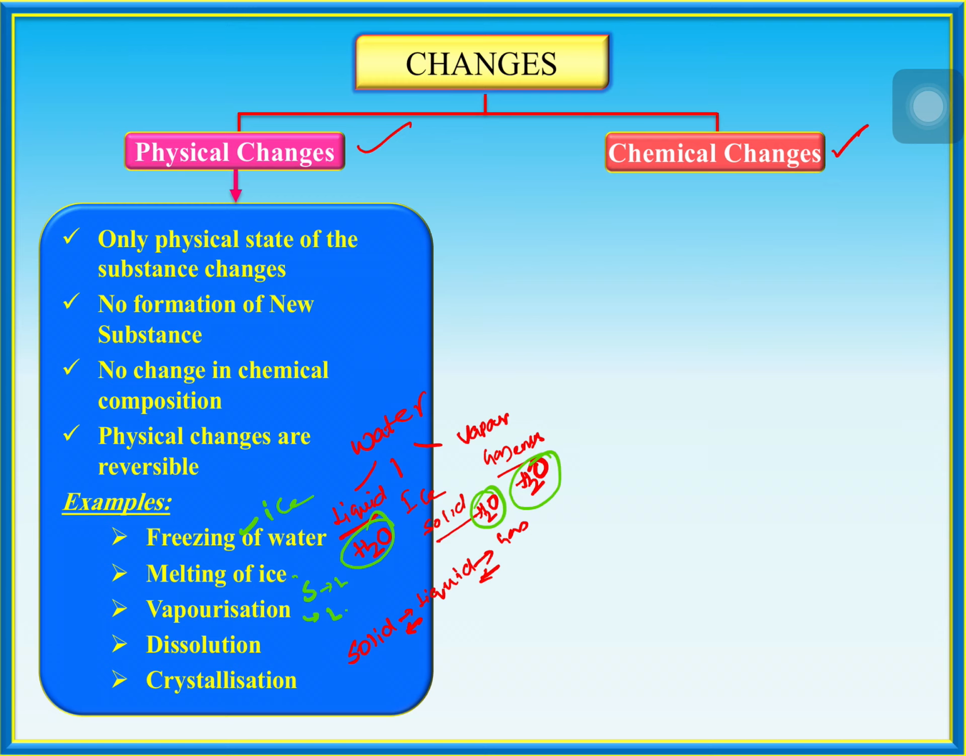Vaporization means liquid to gas. Dissolution means solid and liquid combined form a solution. And crystallization is nothing but a solution separating into solid and liquid.